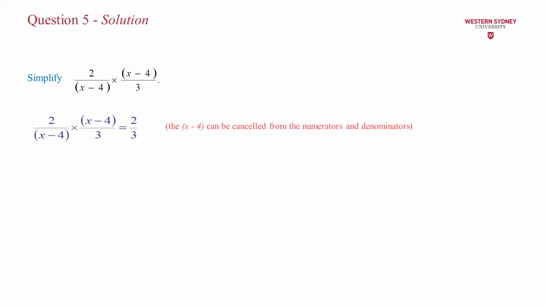Question 5 solution. In this case, we can cancel the x minus 4 because they're in brackets. So we cancel that with the bottom and that with the top. That leaves us with 2/3 as our answer.